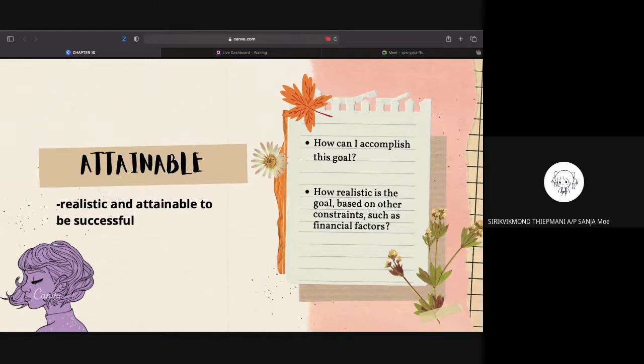An achievable goal will usually answer questions such as, how can I accomplish this goal? How realistic is the goal, based on other constraints such as financial factors? For example, you might need to ask yourself whether developing the skills required to become head of marketing is realistic based on your existing experience and qualifications. Do you have the time to complete the required training effectively? Are the necessary resources available to you? Can you afford to do it?